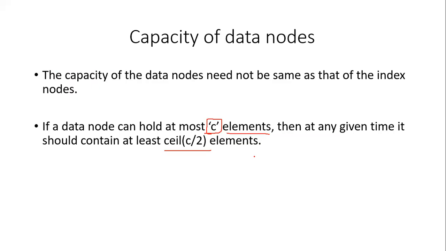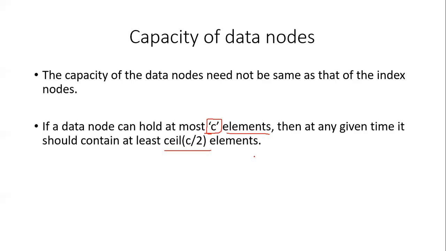The property of an internal node and the root node will be the same as that of a B tree. That is, any internal node and the root node can have maximum m children and can have maximum m minus 1 keys. Any internal node other than the root node can have minimum ceil of m by 2 children, and minimum ceil of m by 2 minus 1 keys. The root node can have minimum 2 children and minimum 1 key.